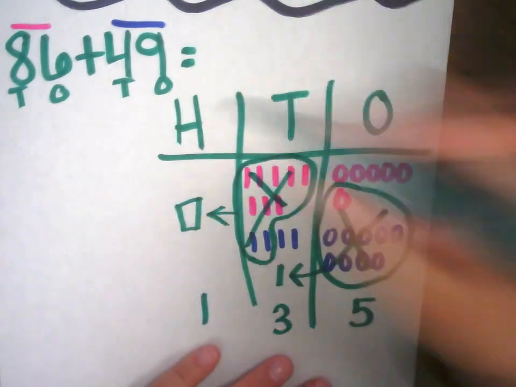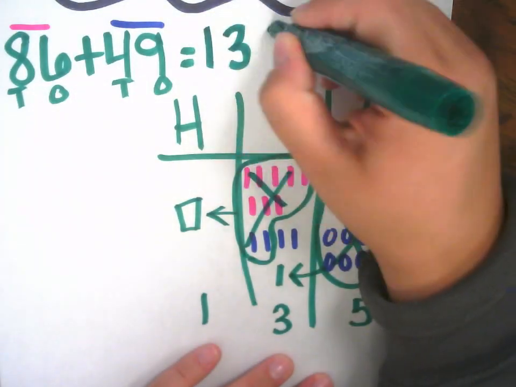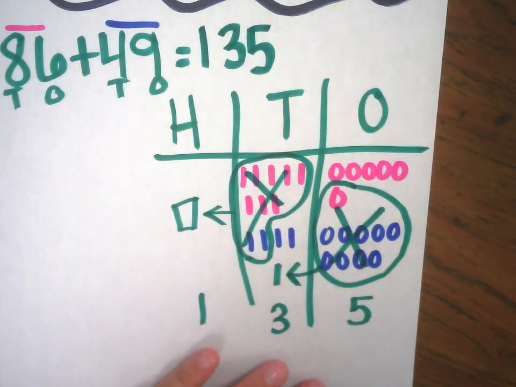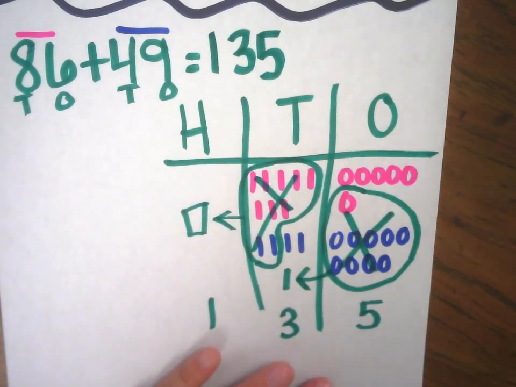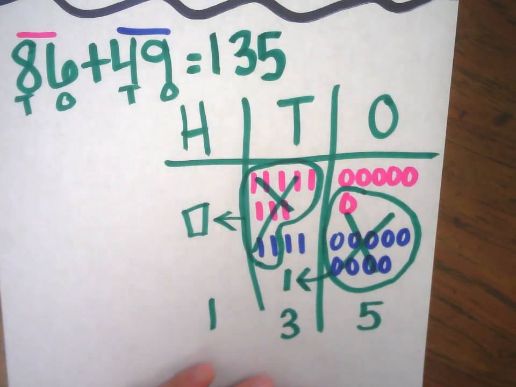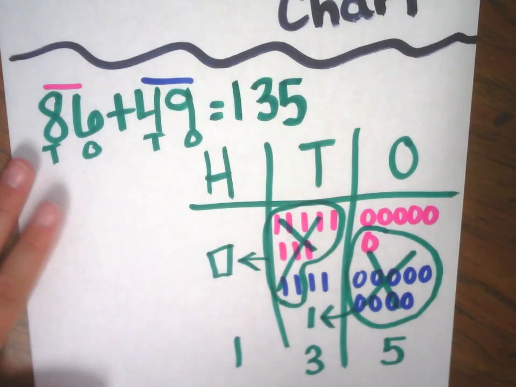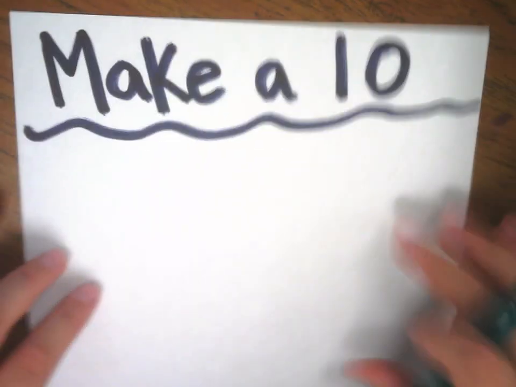So this is using the place value chart, or HTO. That is the first strategy, the main first strategy that we use in second grade. So that is using the place value chart, or HTO. The next strategy I'm going to show you is making a 10. So this is make a 10.